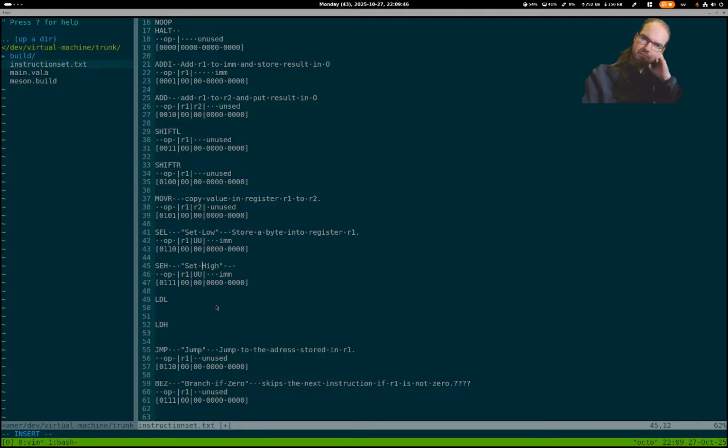So how do we? I'm going to do that. I'm going to set the value of one register into the memory location pointed to by another, I guess. Register copy value of.